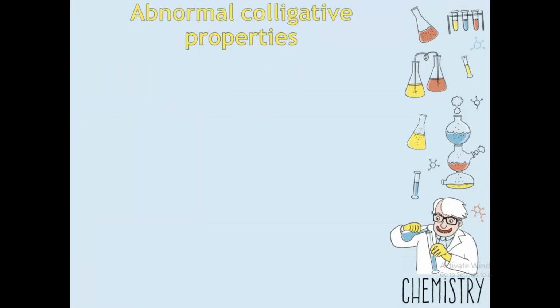Now first let us know what is abnormal colligative property. We know that dilute solutions containing non-volatile solutes exhibit some special properties which depend only upon the number of solute particles present in the solution irrespective of their nature. These properties are called colligative properties. These are vapor pressure lowering, boiling point elevation, freezing point depression and osmotic pressure. These properties are related to one another, and if one is measured, the other can be calculated.